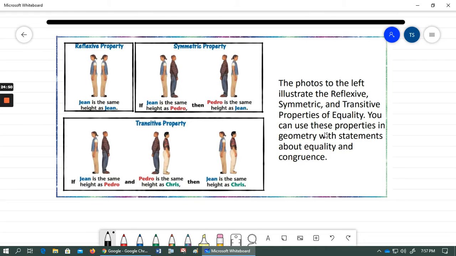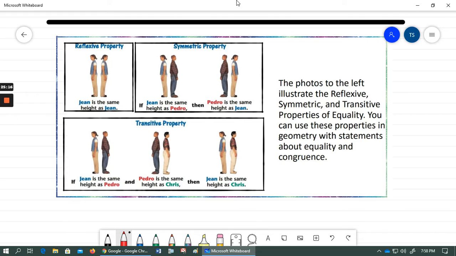So let me explain what's going on with each of these properties and each of these illustrations that you see here. All right, so folks, just so you get what's going on here. The reflexive property, this is an illustration of the reflexive property. It says here that Gene is the same height as Gene, right?